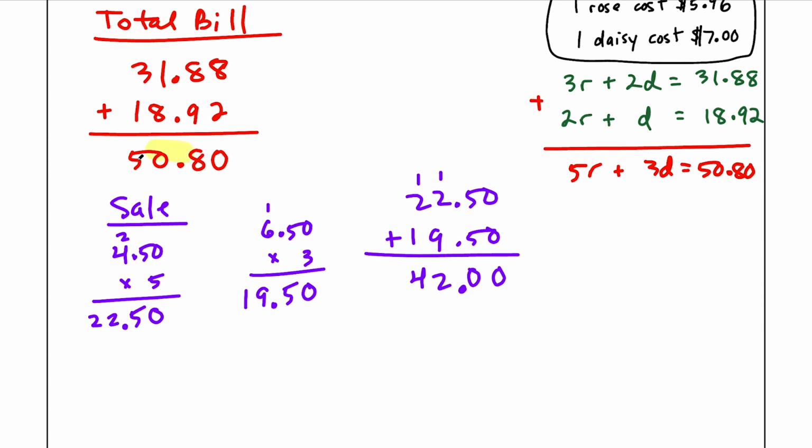So now we could take the total bill here and then how much she would have paid during the sale, and we want to find the difference. So we're just going to subtract. We have 50.80, and we're subtracting 42 like this. And this we could just subtract ourselves. We have 0 minus 0, 8 minus 0 is 8. And then here we're doing 50 minus 42 is 8. So she would have saved $8.80.